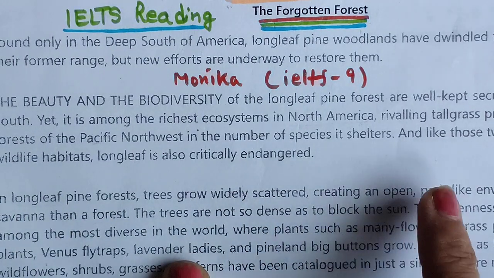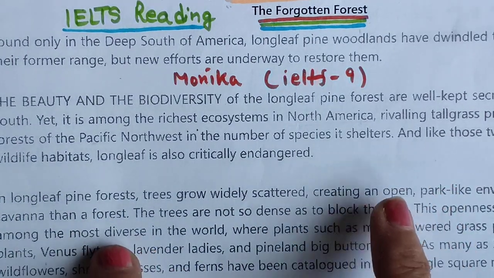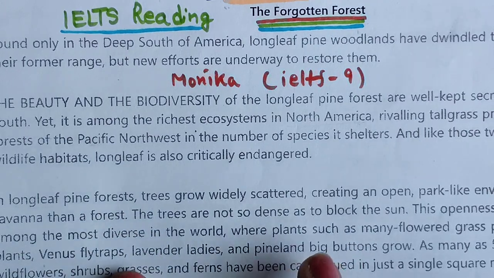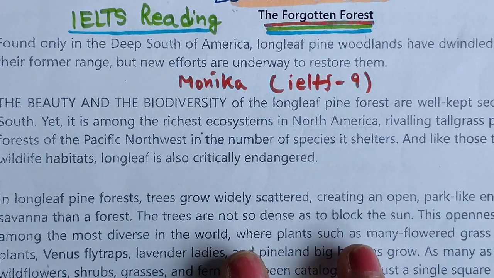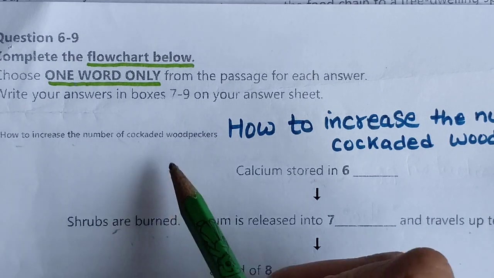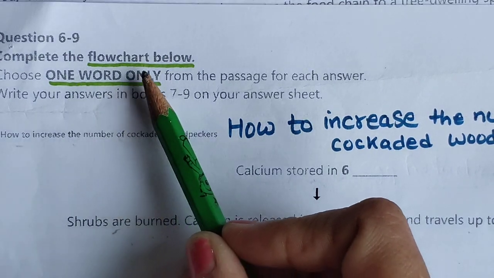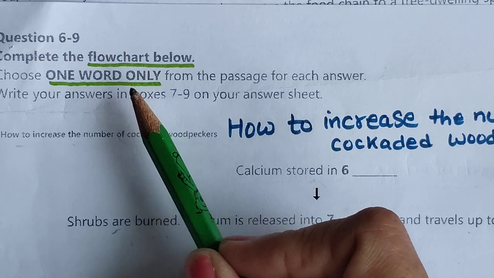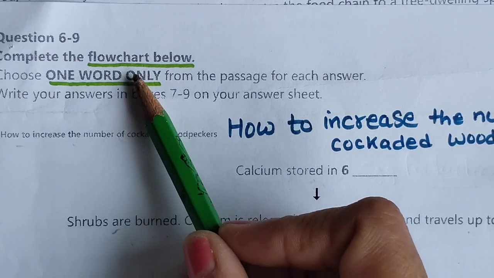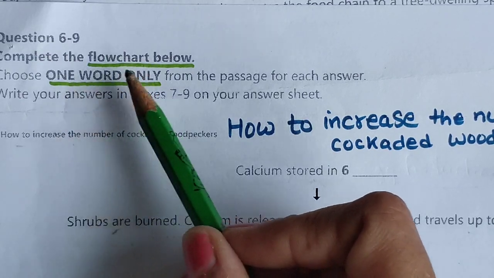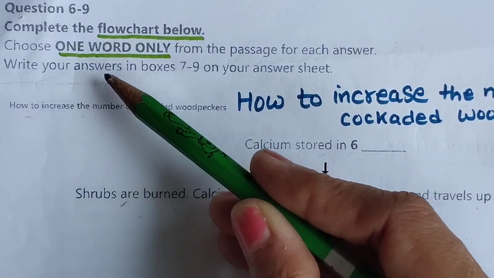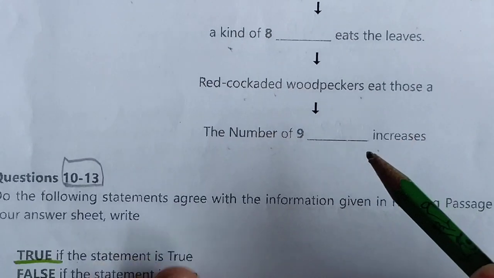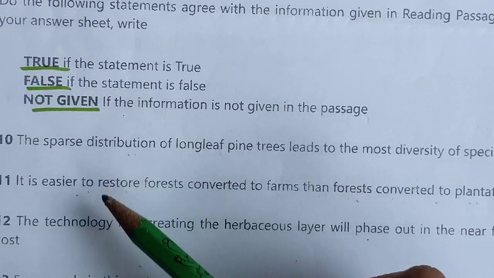First we will go to see what type of questions they have asked us. Then we will decide what we are going to do. Okay, let's start. The first type of question they have given us is a flow chart. No, this is not the first type of question, this is the second type. Complete the flow chart. They have given fill in the blanks, and we can use only one word. And the third type of question we have is true, false, not given.